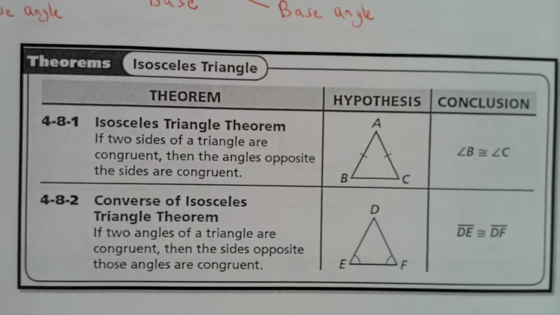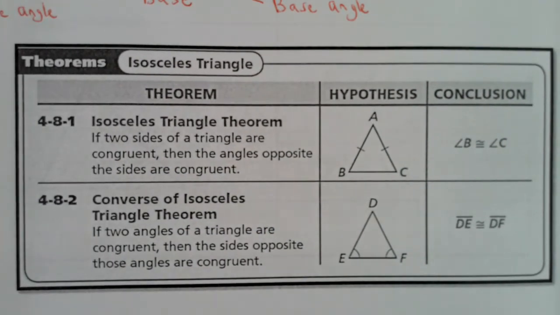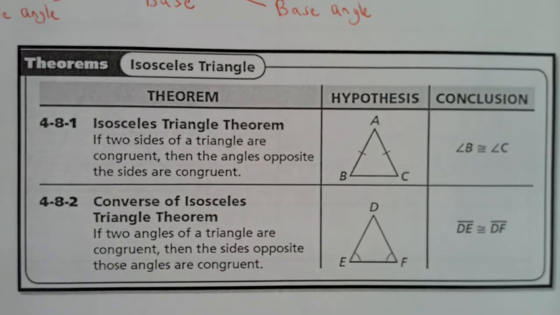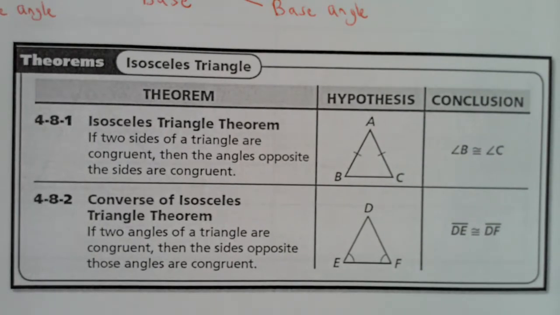Now there are two theorems that you have to know. And these are the most important. These are the two most important things in this lesson today. First theorem is called the isosceles triangle theorem. It says, if two sides of a triangle are congruent, then the angles opposite those sides are congruent.